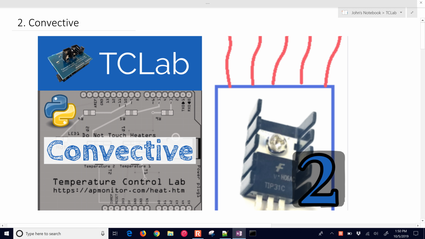This is a second video on the temperature control lab. In this case, we're going to model convective heat transfer from the device. It's going to heat up, the temperature is going to rise, and as a result, you're going to have some natural convection that is going to carry the heat away. We want to model that with an energy balance and then compare it to the measured values from the temperature control lab. So let's go ahead and get started with this.